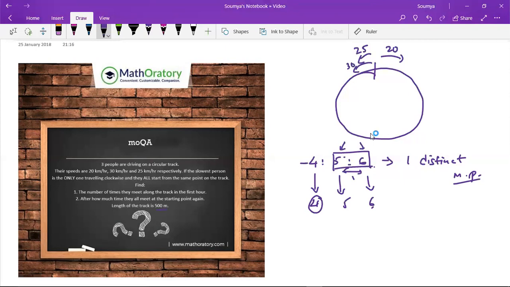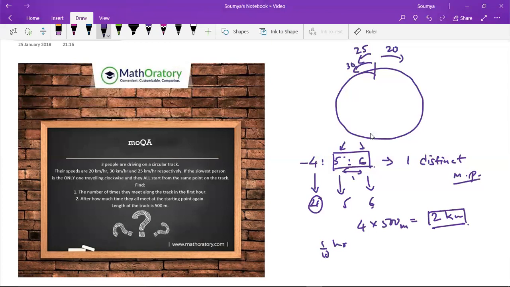The length of the track is 500 meters. So the first person, the slowest one, would cover 4 times 500, that is 2 kilometers. And all of them meet at the starting point. Now, how much time would this person take to cover 2 kilometers? We know that the speed of this person is 20 km per hour. So simply divide, and you get 1/10 of an hour.